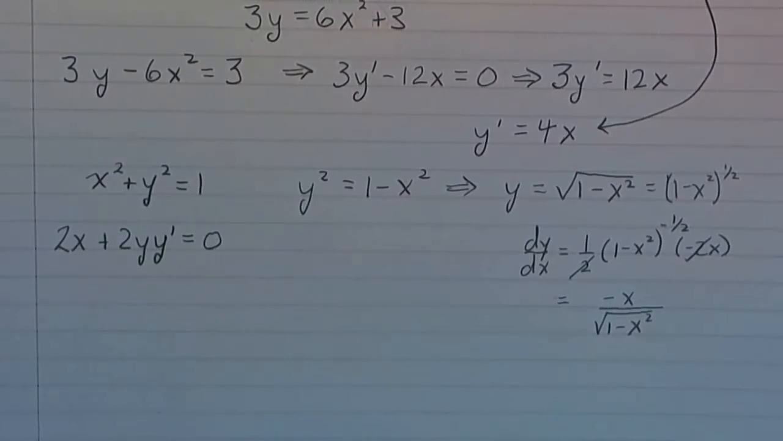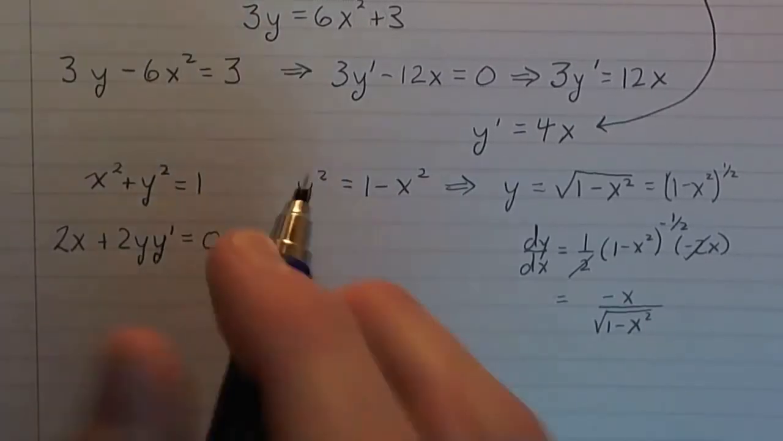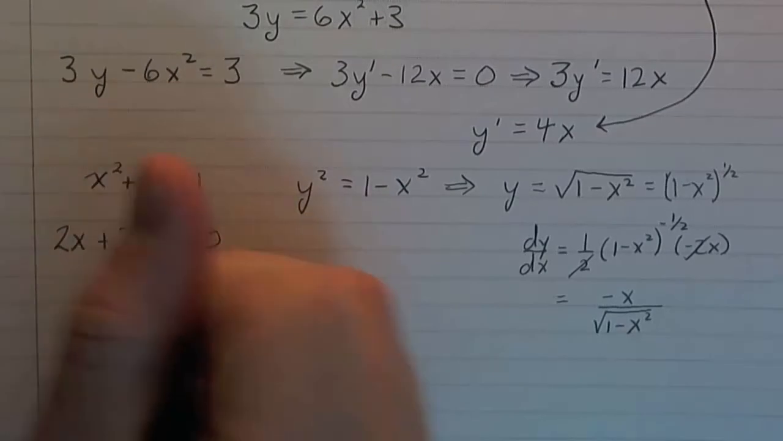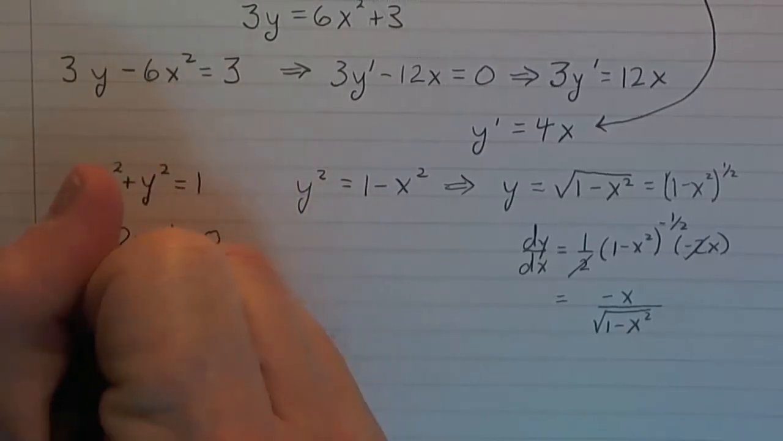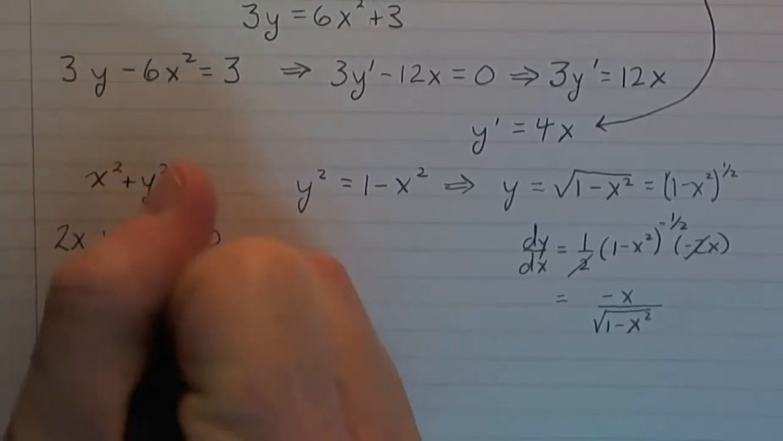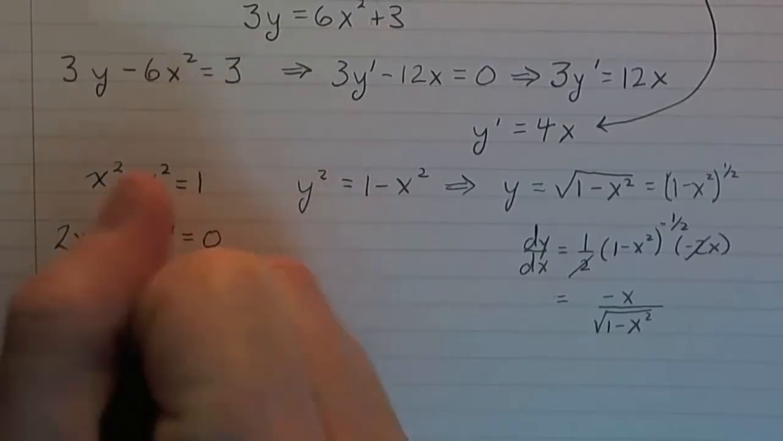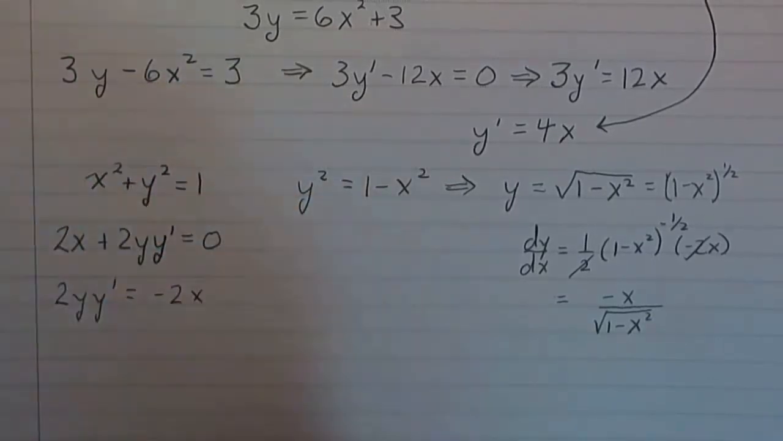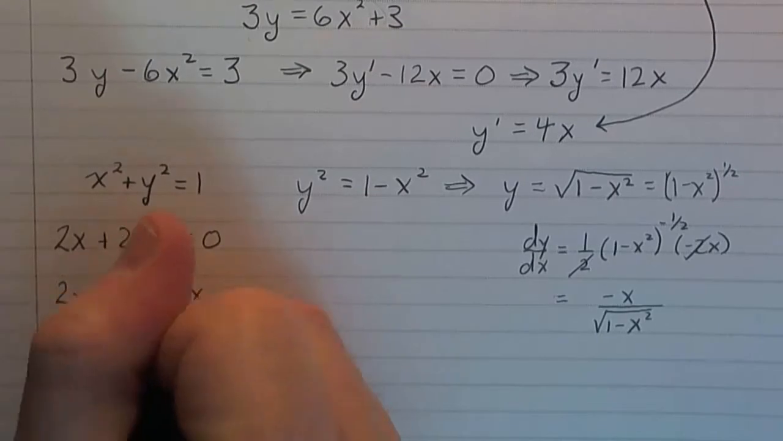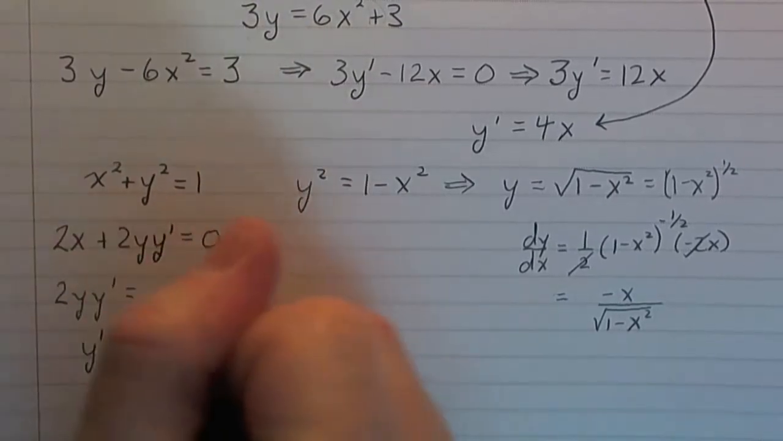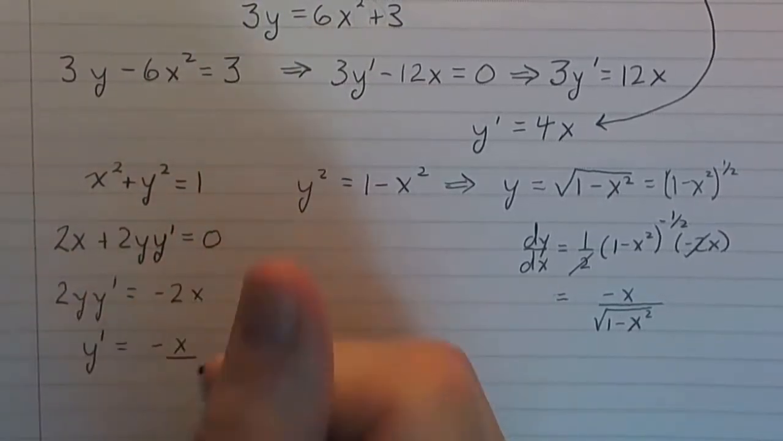Okay, so there is how you go through and perform this implicit differentiation. You differentiate everything you can get your hands on, but when you come to y, you tack on the y prime. Now I want to solve for y prime. So I've got 2y prime equals negative 2x, and I'm going to divide now by 2y. And I get that y prime is equal to negative x over y.